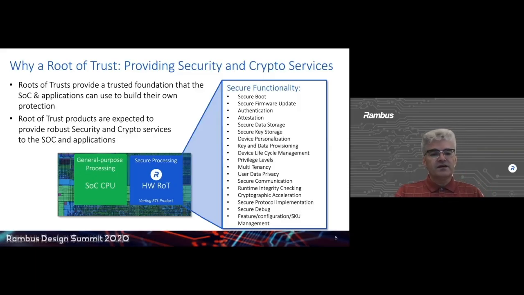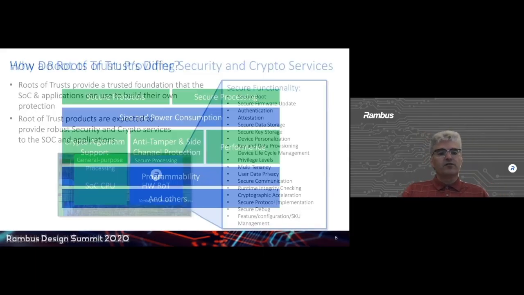Debugging today is typically only allowed in engineering samples. Then once a device goes into mass production, e-fuses are typically used to disable debug, which makes RMA and in-field debug quite difficult. Having secure debug handled and managed in a secure way by a root of trust allows you to have in-field debugging at various levels. So quite some secure functionalities that you could expect from your root of trusts.